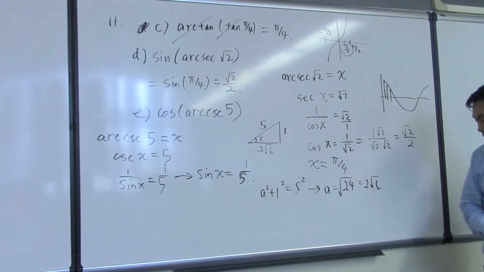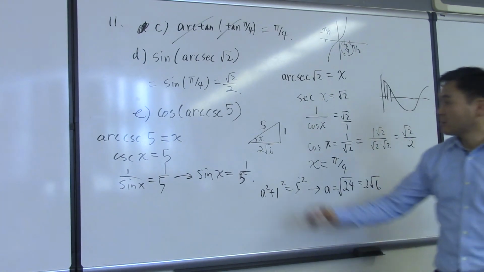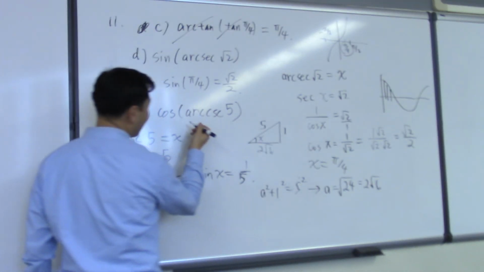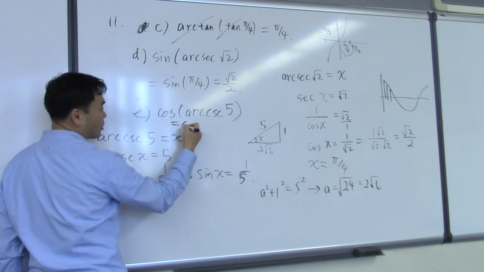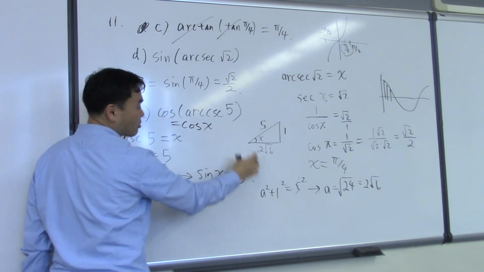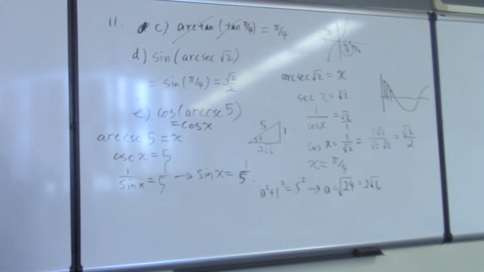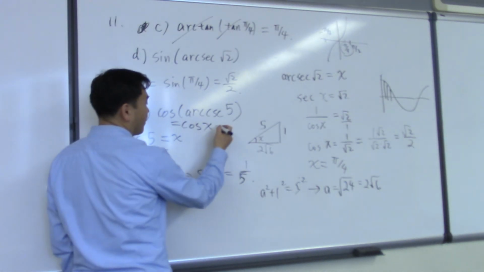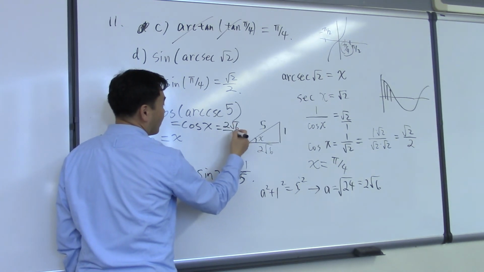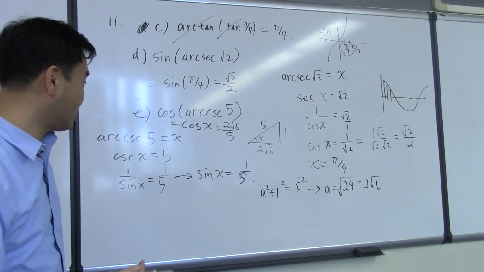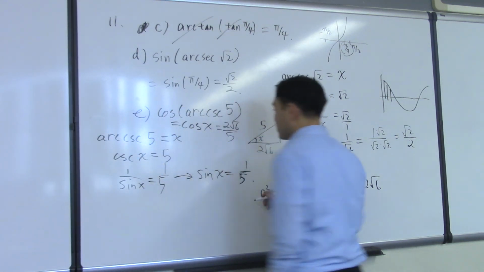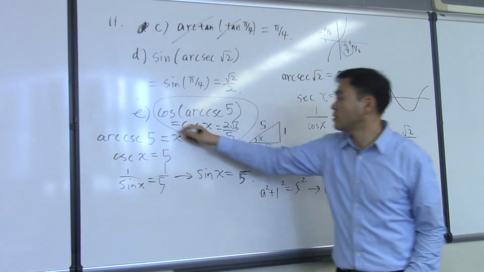Now only after this, since arc cosecant of 5 is what we call x, we can go and say this is cosine of x, and according to this triangle, what is cosine of x? 2 radical 6 over 5. Because of SOHCAHTOA, cosine is adjacent over hypotenuse. Okay, so that's how you do it.